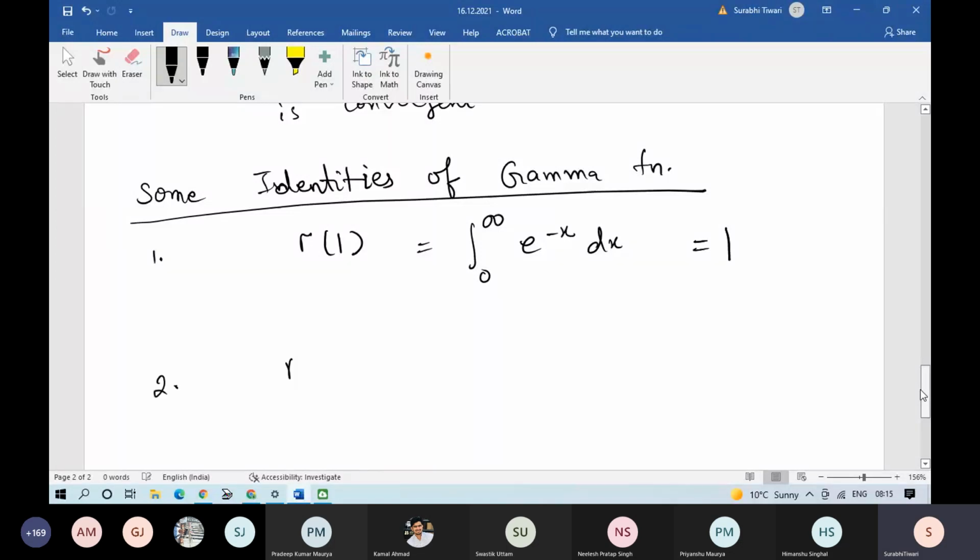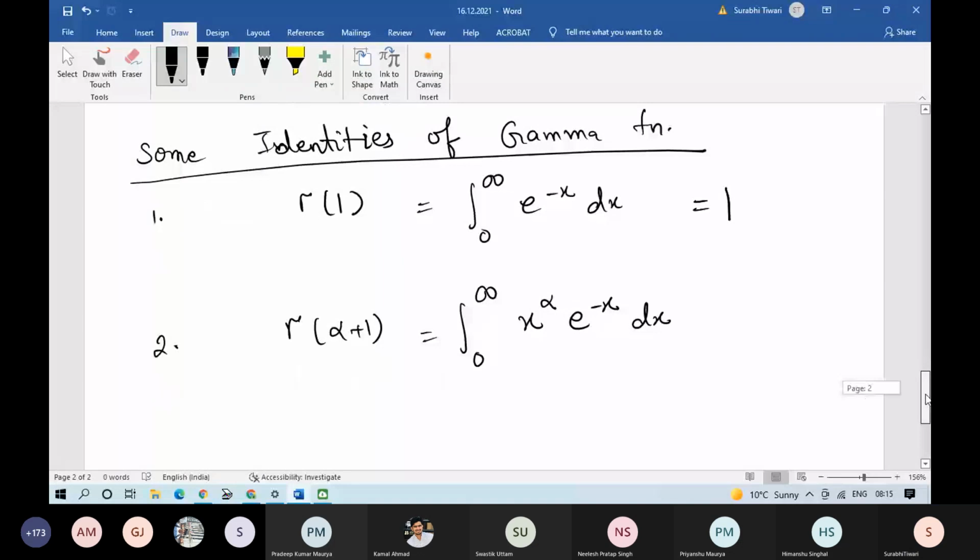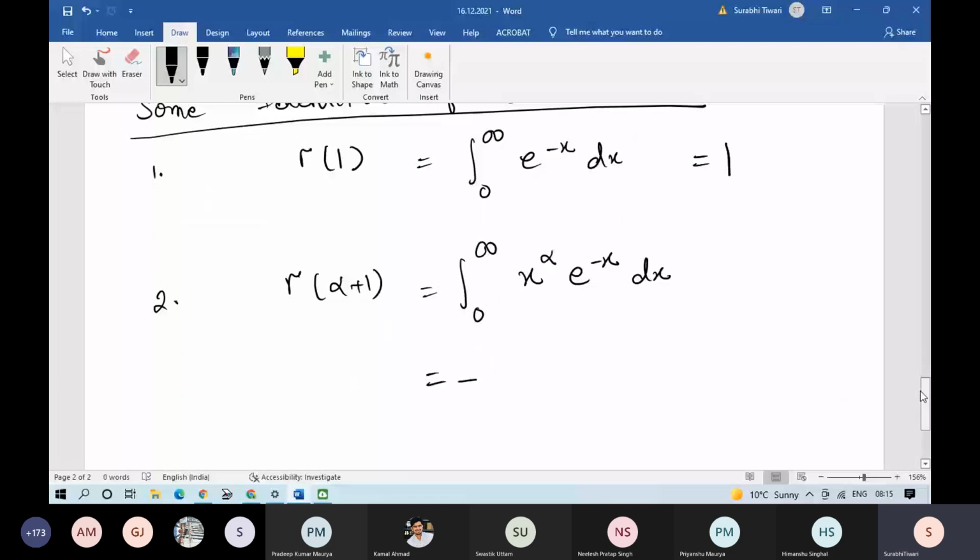Second is gamma of alpha plus 1. So this is equal to integral 0 to infinity. Now in place of alpha, you put alpha plus 1 in the formula. So you get x to the power of alpha e raised to the power of minus x dx. ठीक, अल्फा माइनस 1 की जगह हमने रखा अल्फा प्लस 1 माइनस 1. Now integrate this. So we have minus x to the power of alpha e raised to the power of minus x from 0 to infinity.